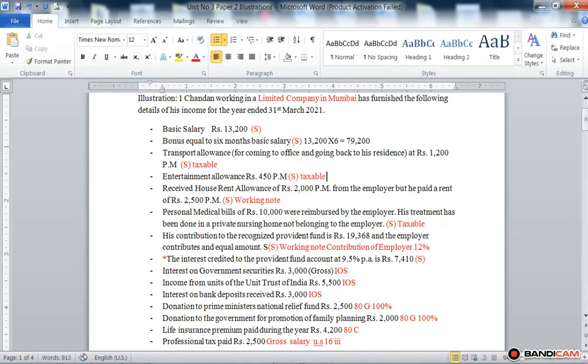ओके, टॅक्सेबल राहणार आहे. HRA received amounting to ₹2,000 per month from the employer, but he paid a rent of ₹2,500 per month. ठीक आहे, 2,000 HRA मिळतोय एम्प्लॉयरकडून, but he paid the rent, म्हणजे एम्प्लॉयर त्यांना हाऊस रेंट अलाउन्स देतोय आणि ॲक्च्युअल रेंट पेड किती करतायत, तर 2,500 पर मंथ.